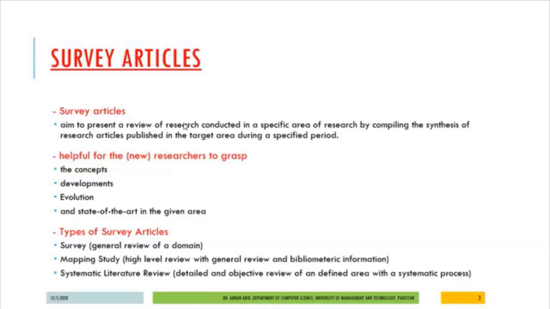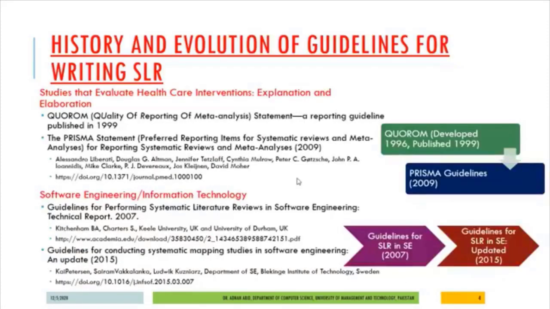And in mapping studies, the idea is to grasp the broader aspects of the domain. So it is more broad and it is based on some bibliometric information, and it covers the breadth of the domain. While the systematic literature reviews are more concentrated on a given specific area of the domain, and tend to present more details about a given topic. This is some high level difference between the types of survey articles.